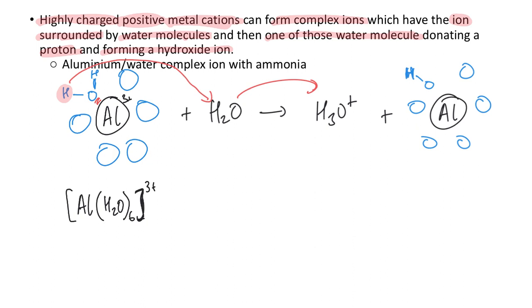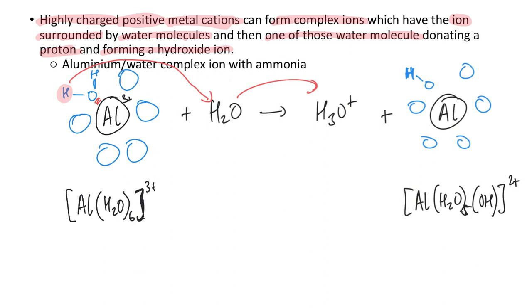And how would you write that? Well, now it's a square bracket again, Al bracket H2O. Now, how many waters have I got? 5 now. And I've also got an OH, and it is now only 2+, because the OH is a 1- and the Al is a 3+, so overall that's a 2+ on that complex ion.